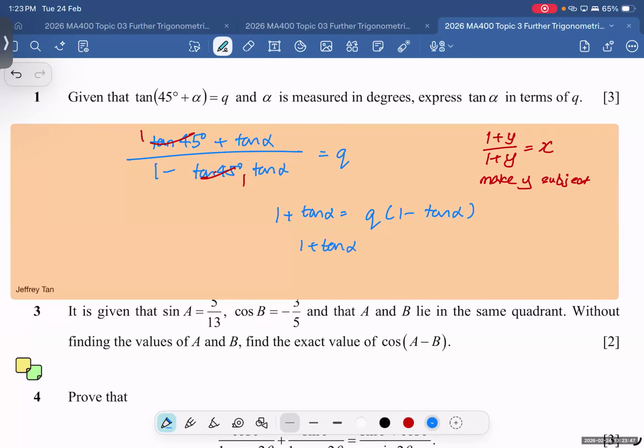Question 6. You are at question 6 already. Well, you are fast, eh?